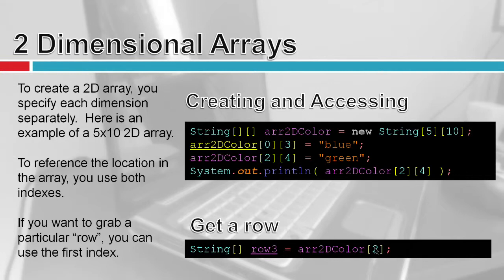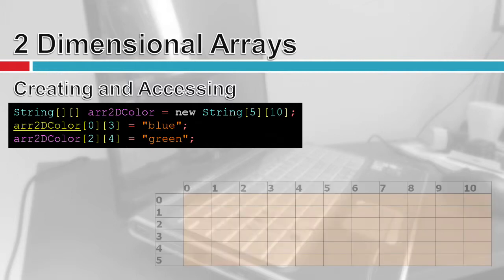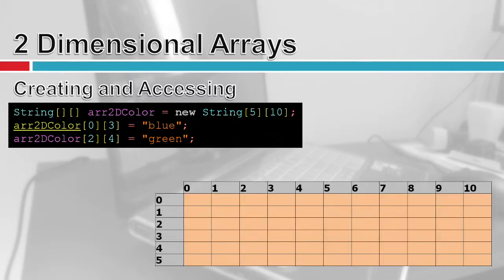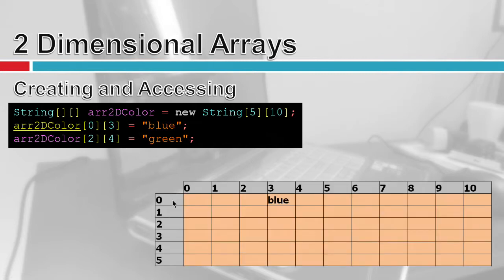So I like working with pictures, so let's try and look at that as far as pictures are concerned. So let's start off. The first line creates my two-dimensional array of 5 rows and 10 columns. So I create a new string of 5 rows and 10 columns. I'm going to set position 0, 3 to blue. So here I can see row 0, column 3 is now blue.